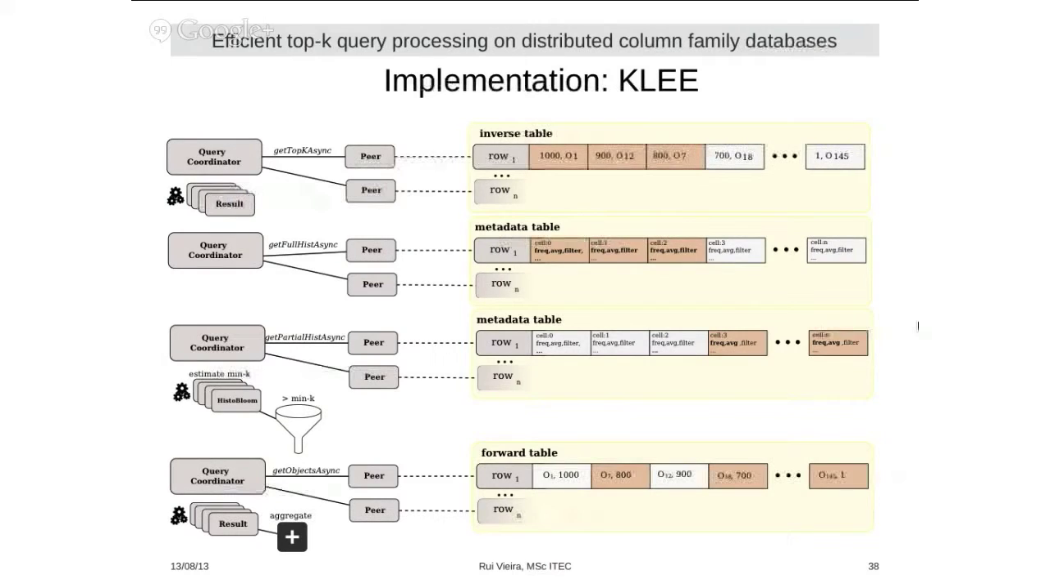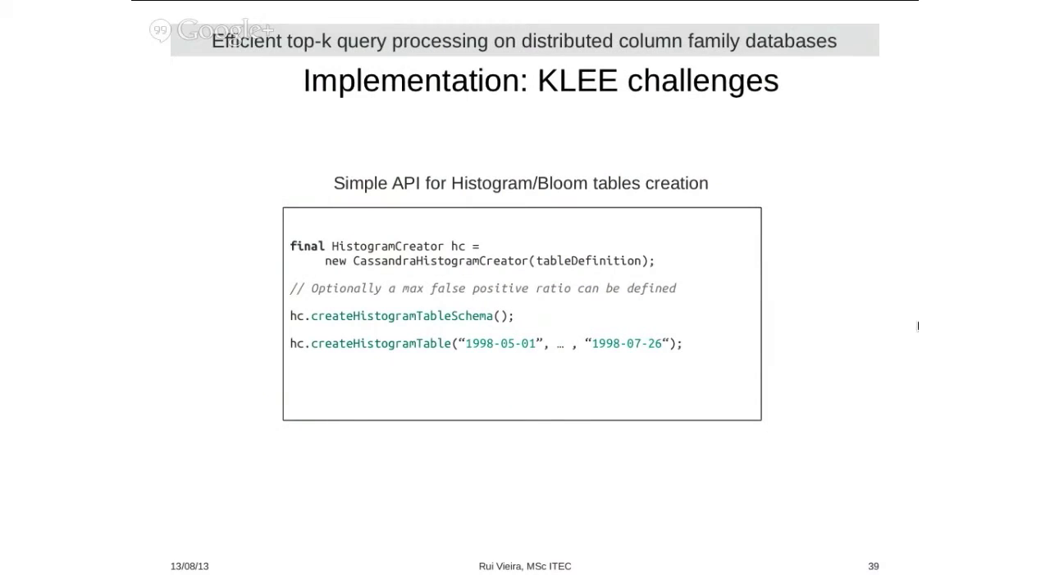So this is just a schematic of how KLEE works. On top, you have the first step of asking the top K values. Then you have the second step, asking the full metadata values for a certain number of cells. Then you ask for the remaining average and frequency values for the last cells. And then we do the process of getting the candidates as in the other algorithms.